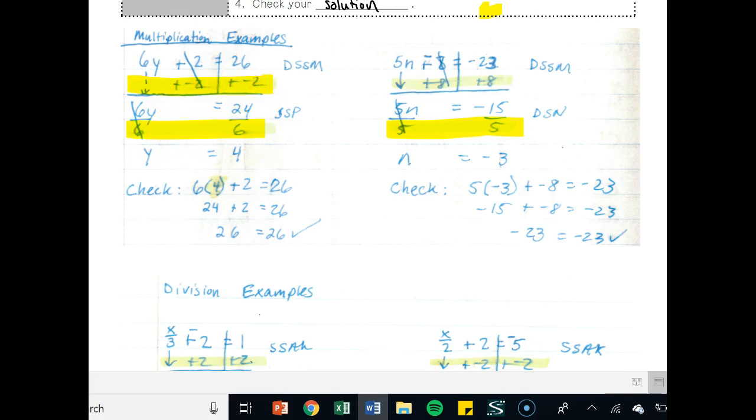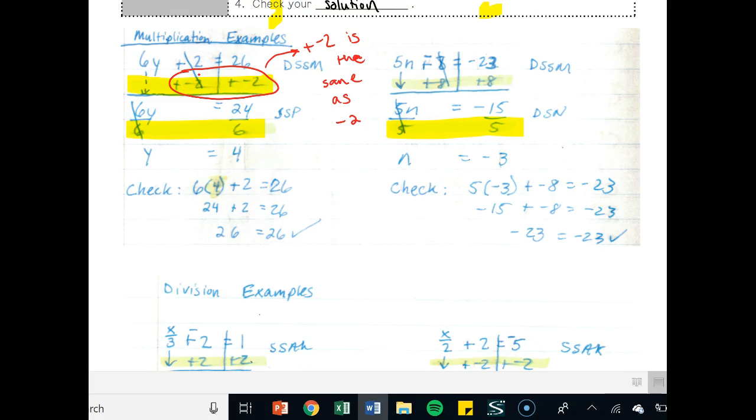I also want you to notice right here that we had addition, but in this case I decided to add -2 to both sides. Make a note here. Adding -2 is the same as subtracting 2. So if I see +2, I can either subtract 2 from both sides, or I can add a -2, right? Because in both cases, those equal 0.